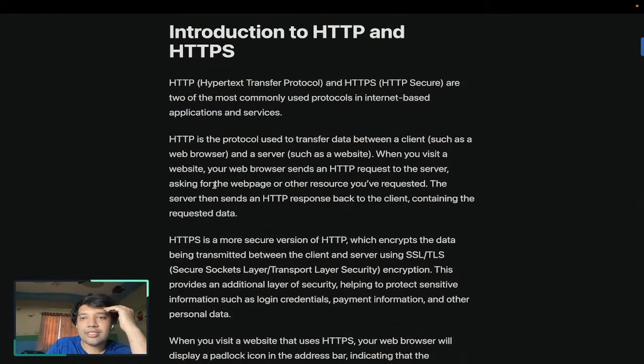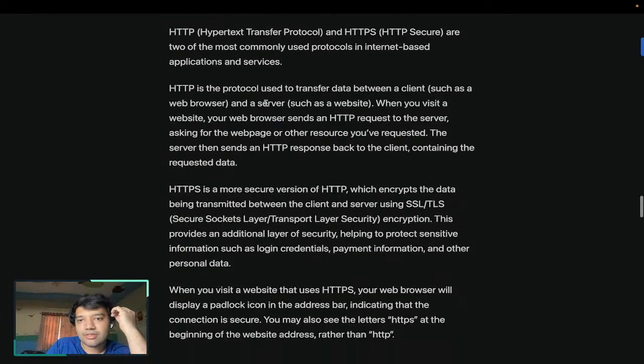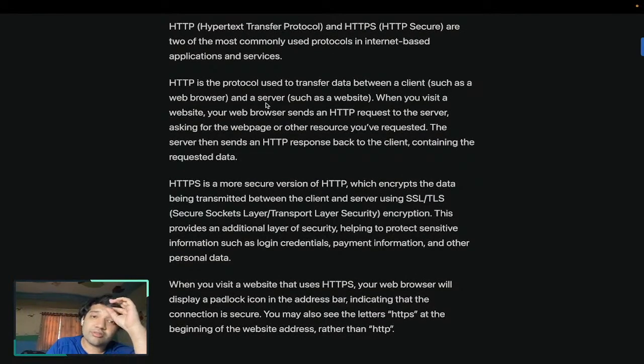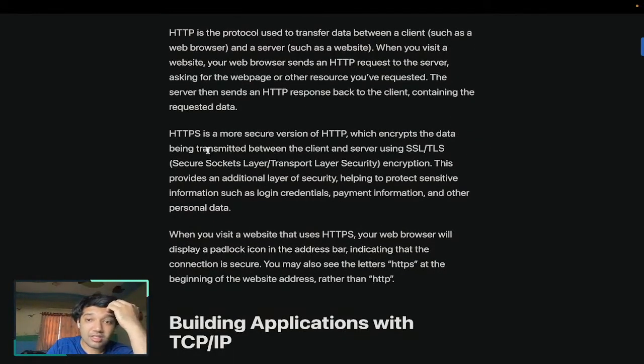Introduction to HTTP and HTTPS. HTTP is used for internet-based applications and services. The HTTP protocol is used between client and server when resources are requested. The server then sends the HTTP response back to the client containing the requested data. So REST APIs are basically HTTP requests. Like when you type in google.com in your browser, it makes an HTTP request to get google.com from the server.